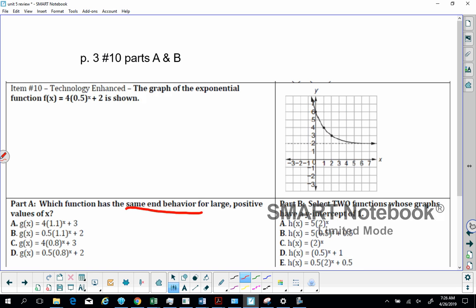So we're looking at this graph, and they're talking about end behavior. What is the end behavior of that graph? 2. You're right. How'd you get that? This line, right? Does anyone remember what that line is called? It starts with A. Not x-axis. It's asymptote. The asymptote is where the end behavior is. So right here is my asymptote, when y equals 2.